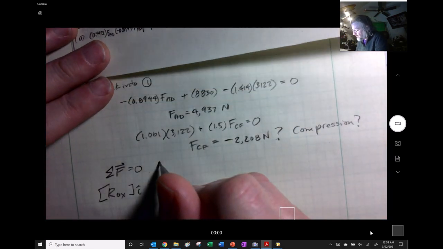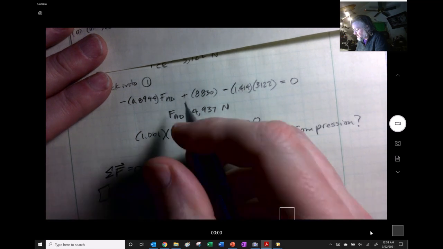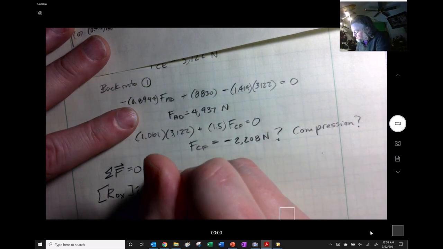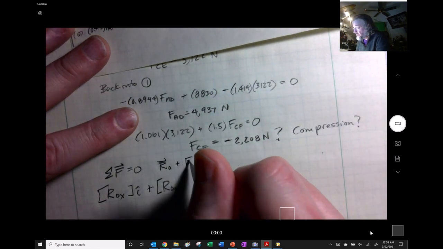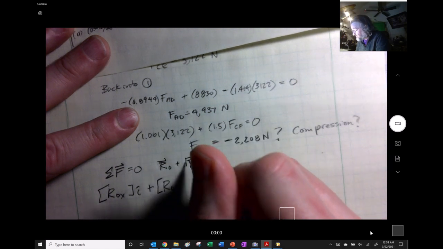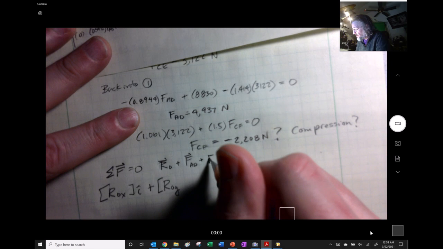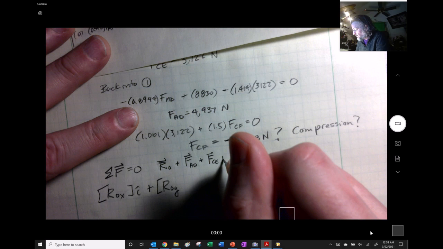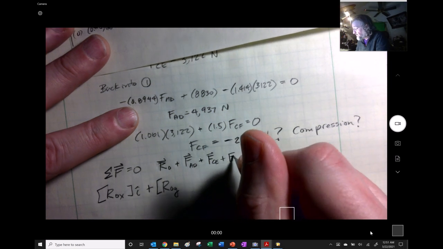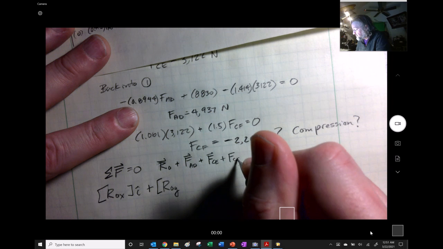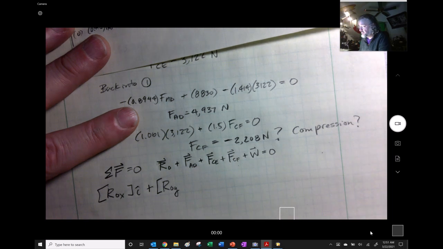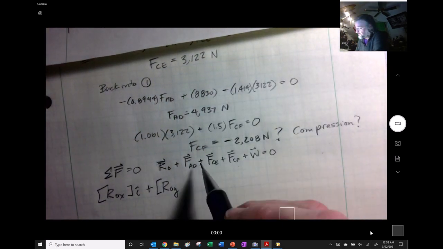First, let's see. We should write this out. We should write it out this way, right? I'll write it as the reaction first: RO plus FAD plus FCE plus FCF plus W equals 0. That's a lot of things to write.